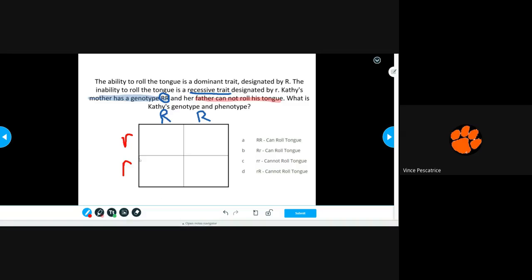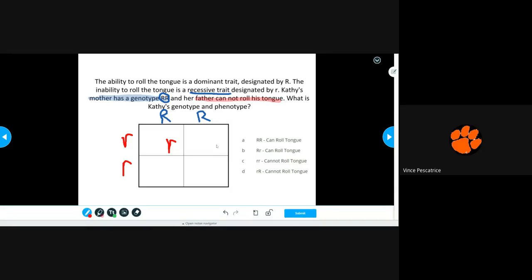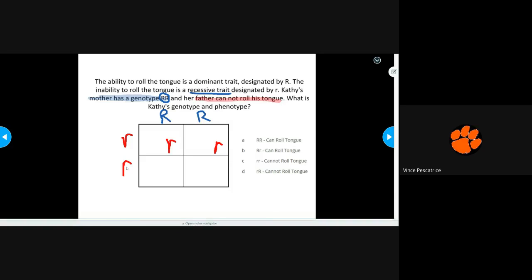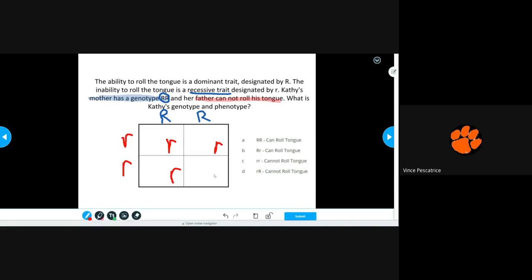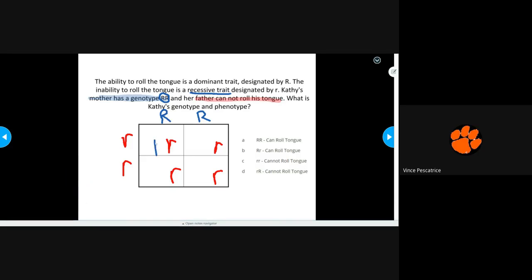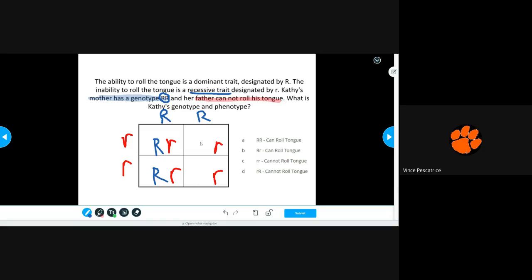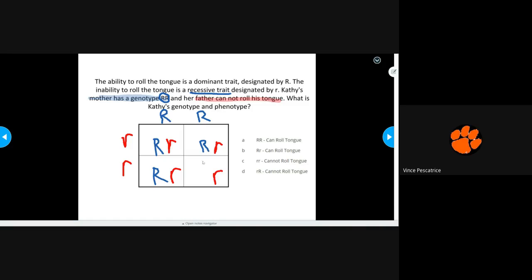So when you go through, this one is going to be here. The R is going to go here. This R is going to go across. R here. R there. And then I'm going to finish out with the mother. So the mother's R is going to drop down. One here. One here. And then this R is going to drop down as well. One here. And one there.